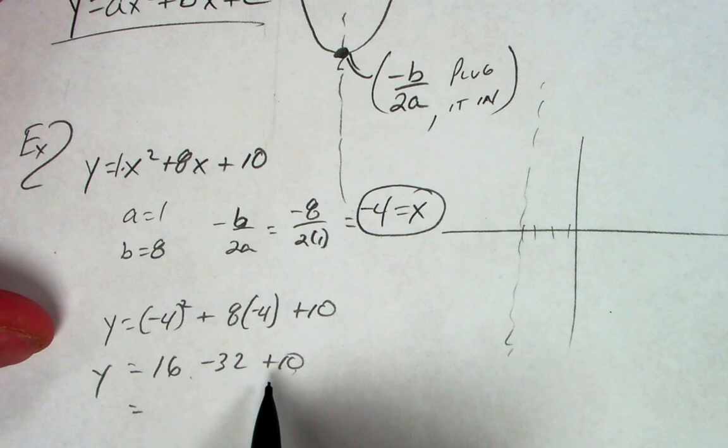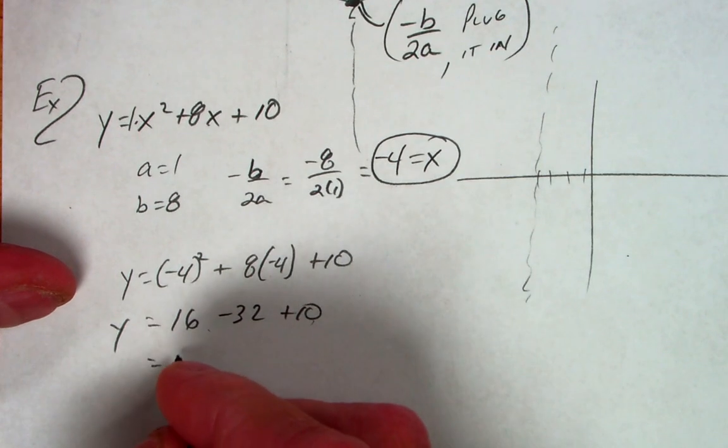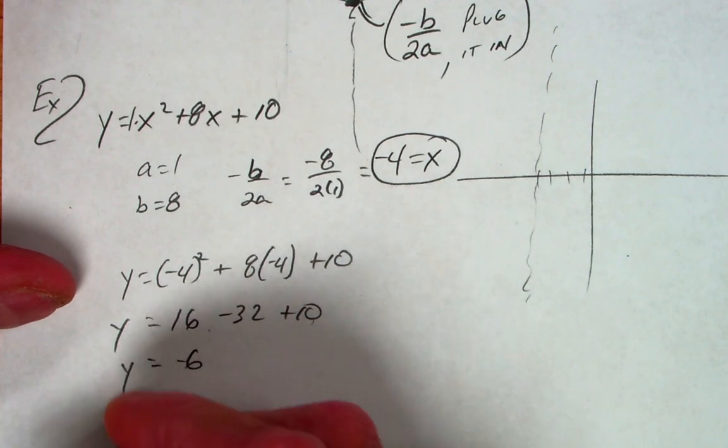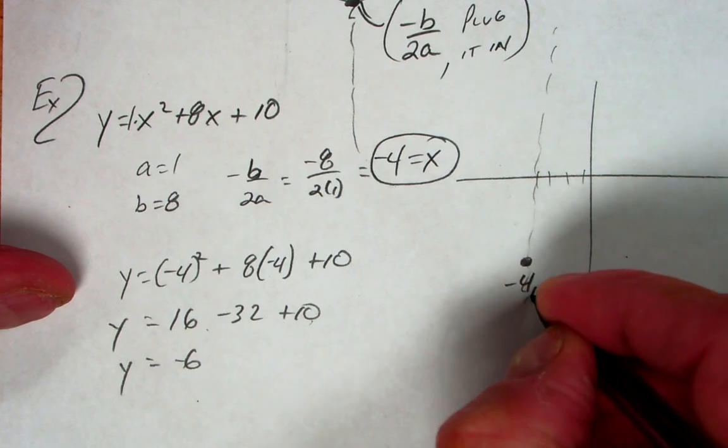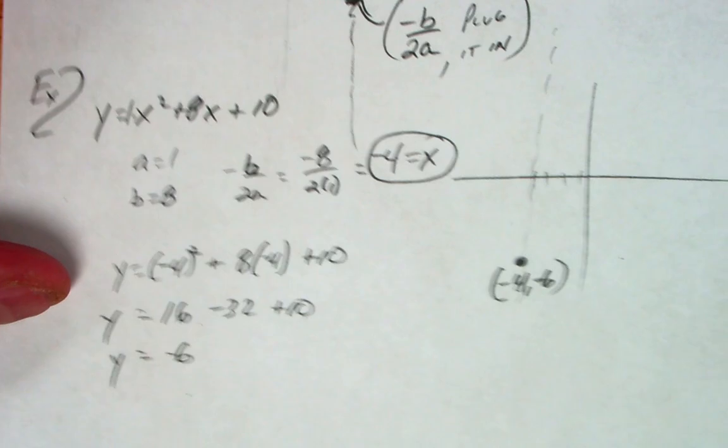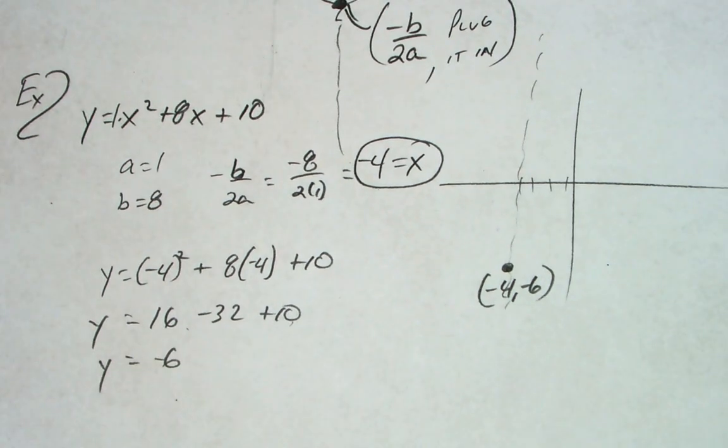Negative 32 gives me a negative 6. So what that tells me is my vertex is negative 4, negative 6. And then tomorrow, we will, from that point, get other points and graph it.